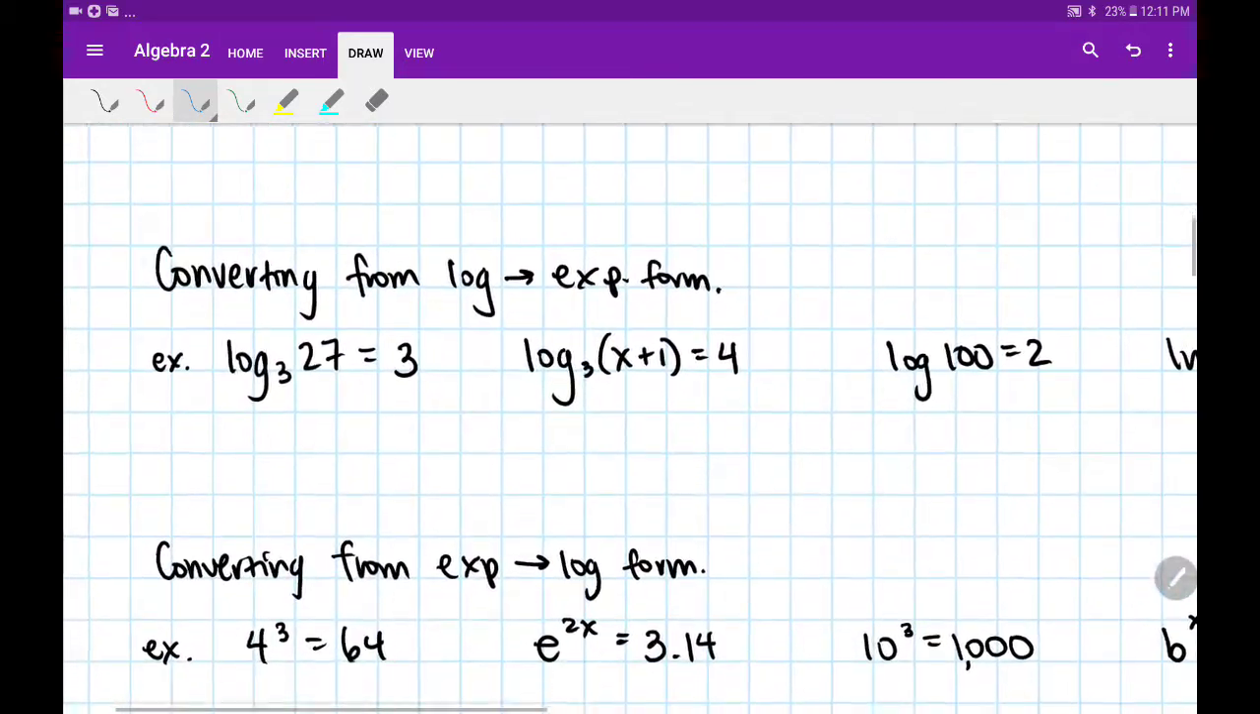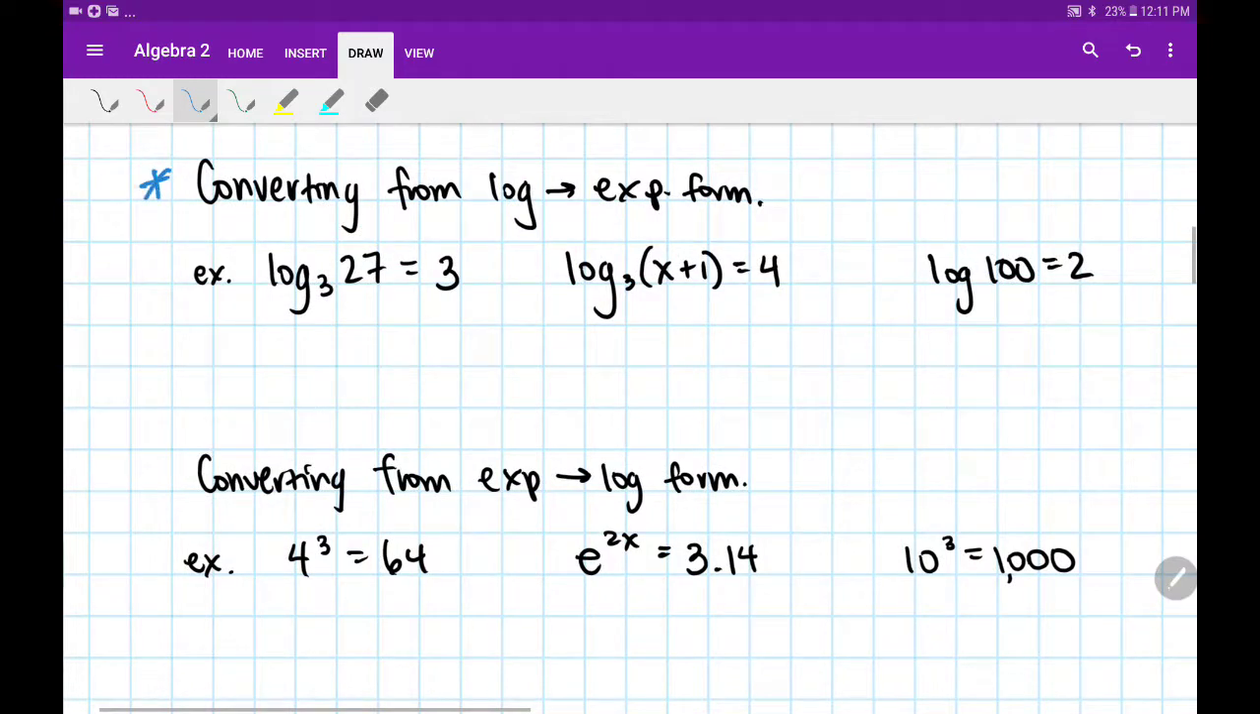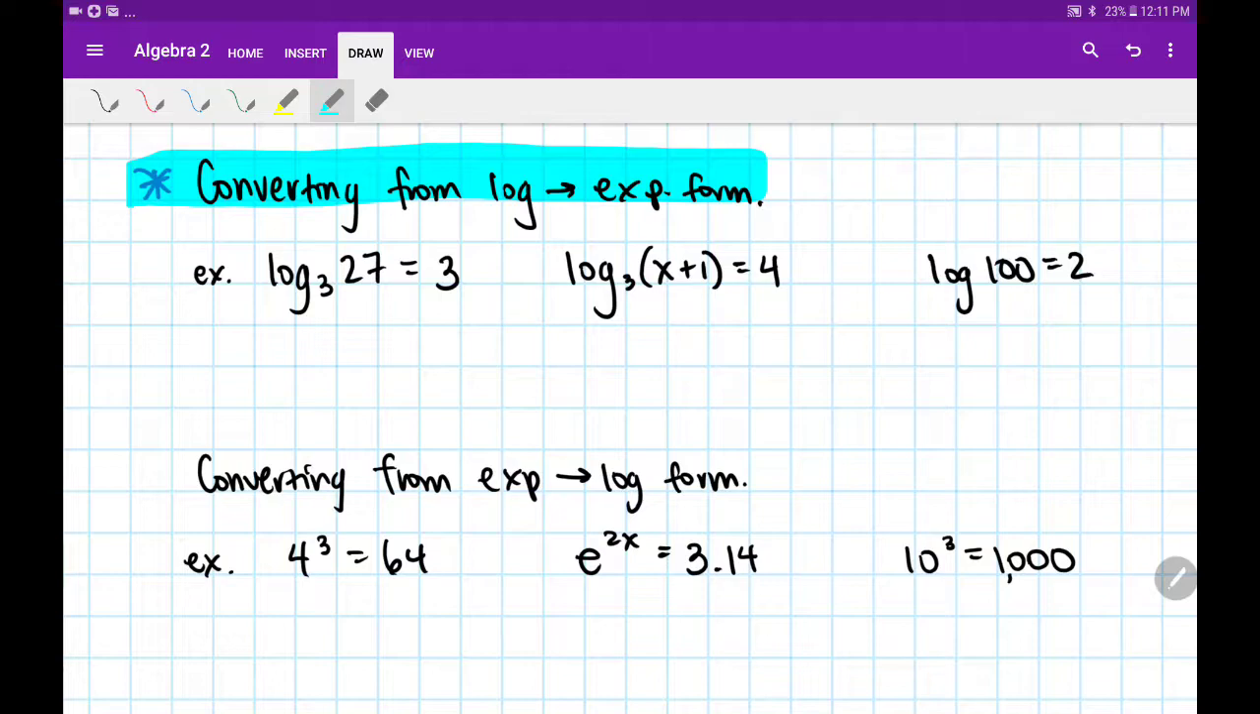So before we jump into our homework problems, as always, we need to practice some prerequisite skills so that we can be successful in this homework assignment. So first we're going to start by converting from log form to exponential form.